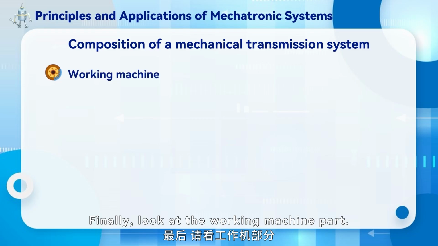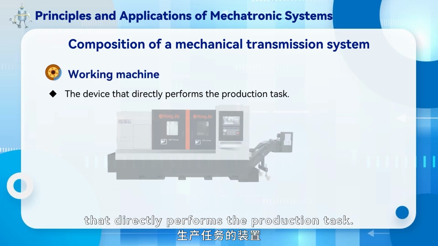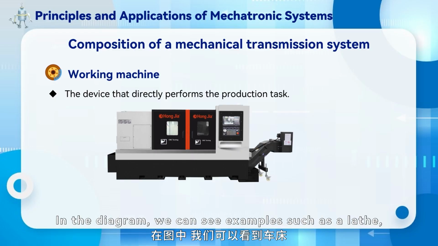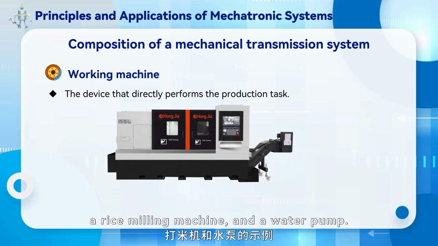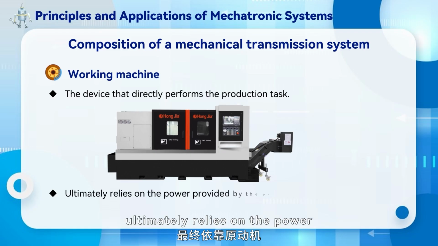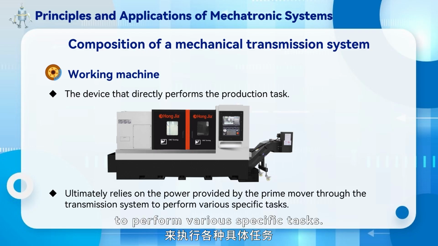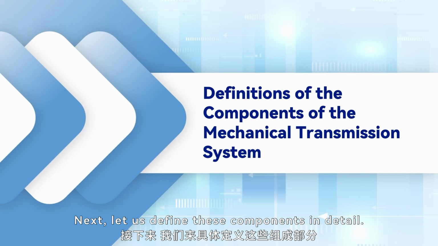Finally, look at the working machine part. The working machine is the device that directly performs the production task. In the diagram, we can see examples such as a lathe, a rice milling machine, and a water pump. The working machine ultimately relies on the power provided by the prime mover through the transmission system to perform various specific tasks. Next, let us define these components in detail.